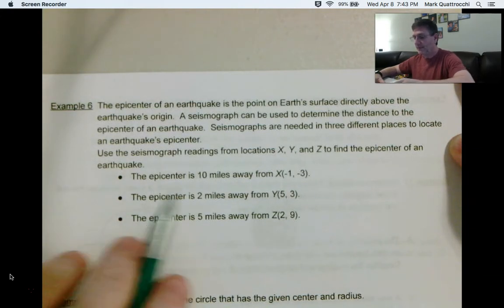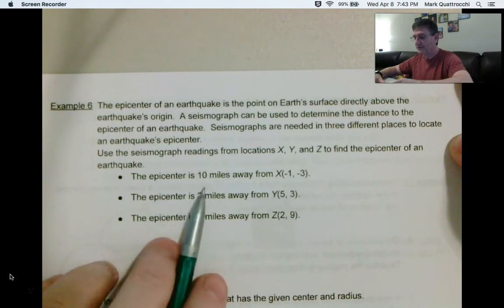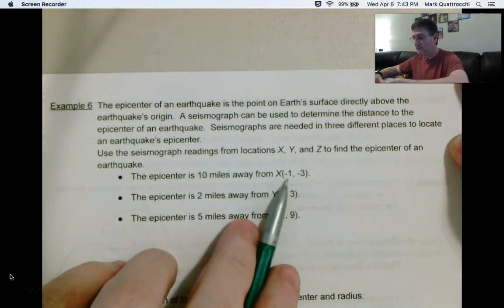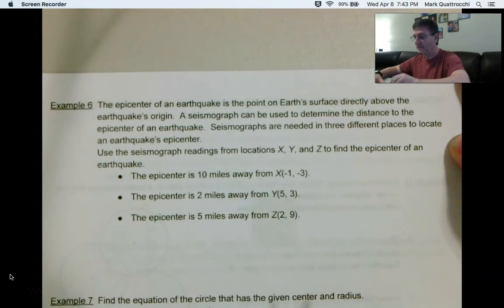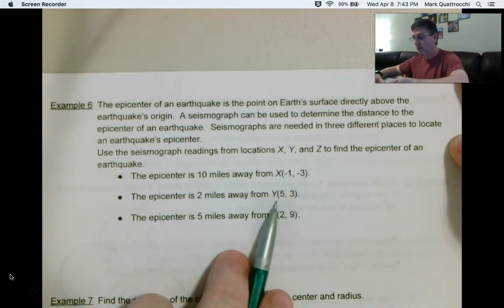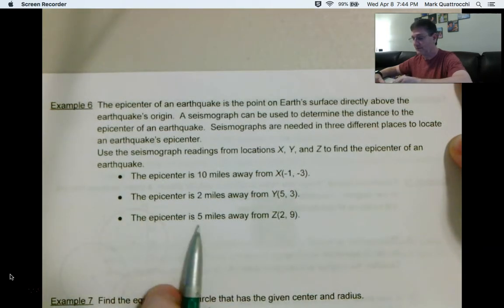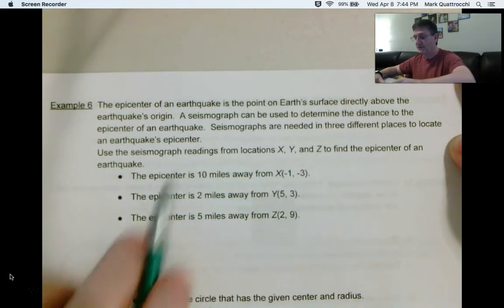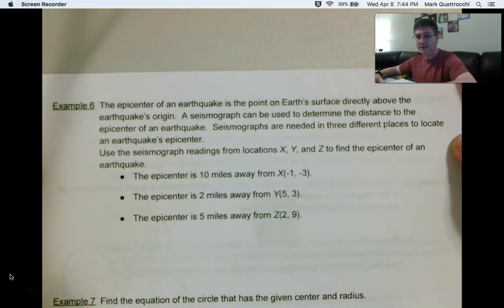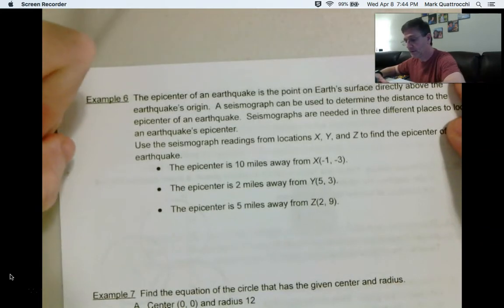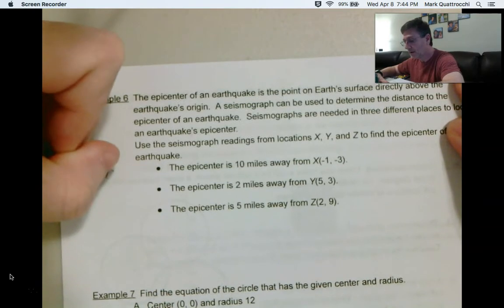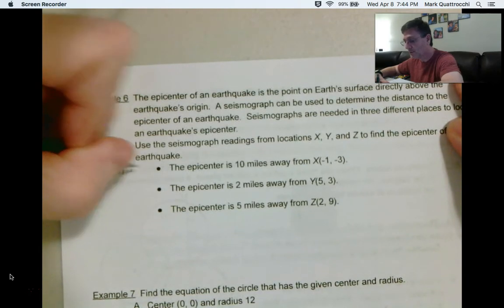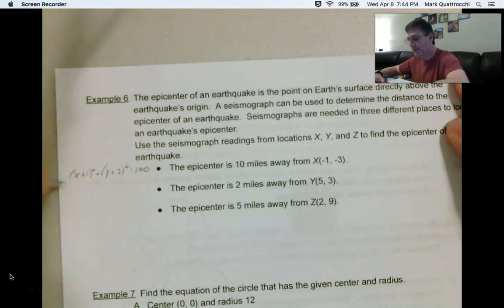Okay, so the epicenter is 10 miles away from point X, which is at -1 comma -3. The epicenter is 2 miles away from point Y, which is at 5 comma 3, and the epicenter is 5 miles away from the point Z, which is at 2 comma 9. So these 3 facts are giving us 3 equations of circles. The first one gives us the equation x plus 1 squared, y plus 3 squared equals 100. 10 squared.